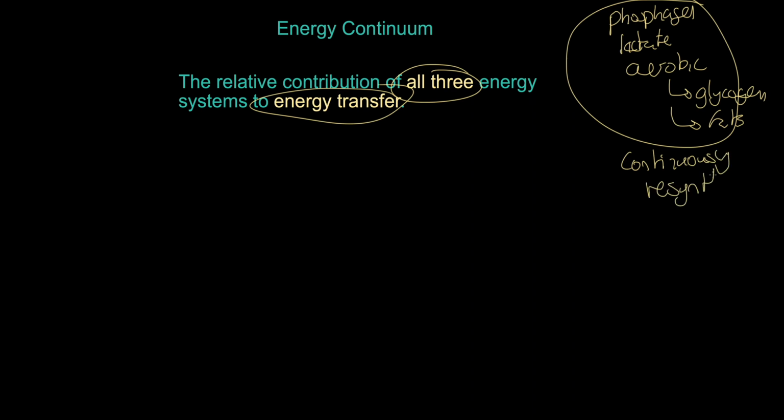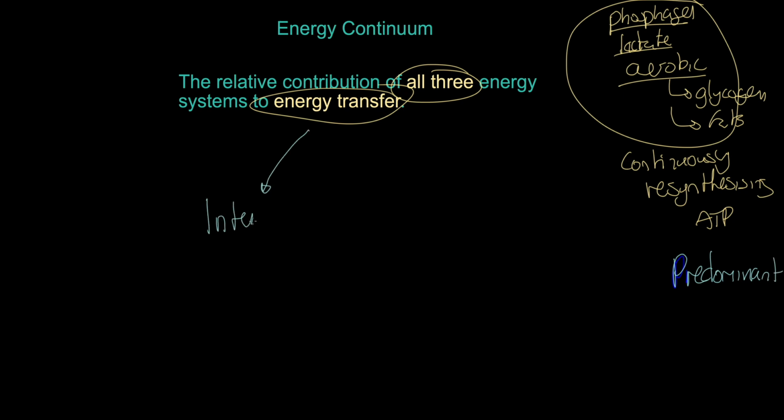So just to be clear on this, at all times these three systems are continuously resynthesizing ATP. But of course, at any one time, this one might be doing more than this one or this one. And what we're going to say, therefore, is that we have a predominant system. One system will become the predominant system at any moment of time. And that predominance is based on the intensity of the exercise or non-exercise, and also the duration of it.